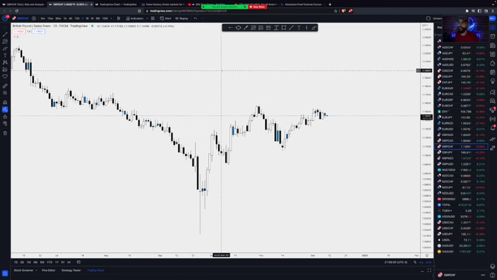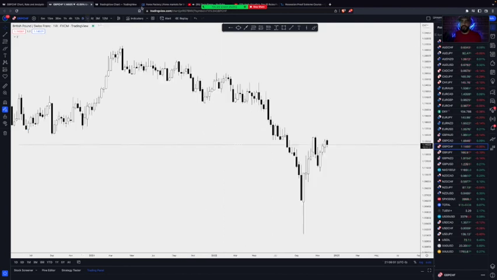I'm gonna jump right into it, per usual. Quick 5, maybe 10 minutes, breaking down 2 to 3 pairs. I'm gonna go ahead and start off with GBP CHF.